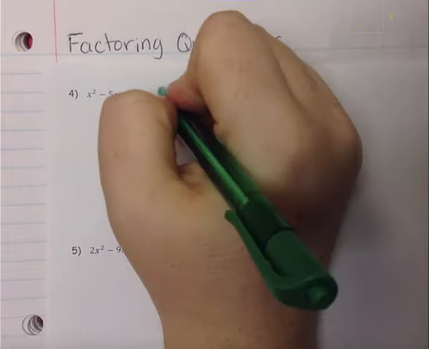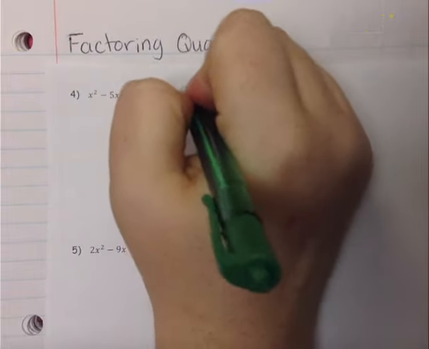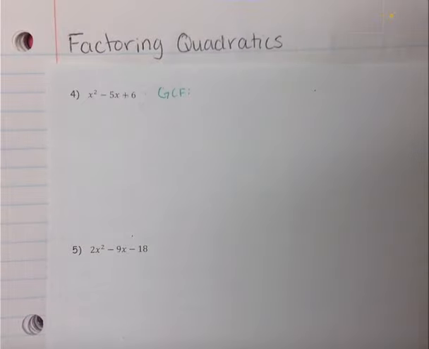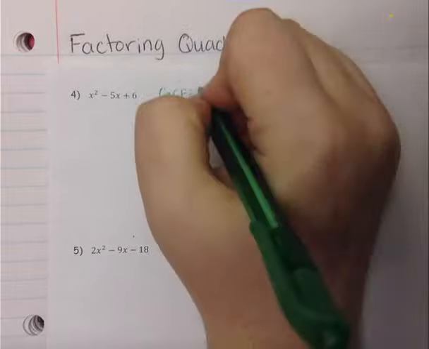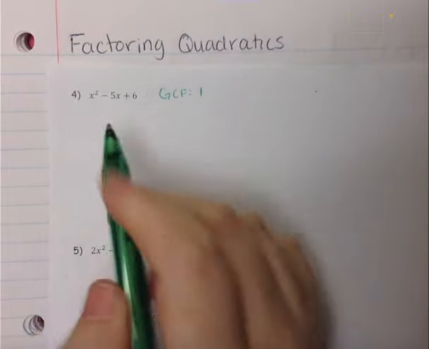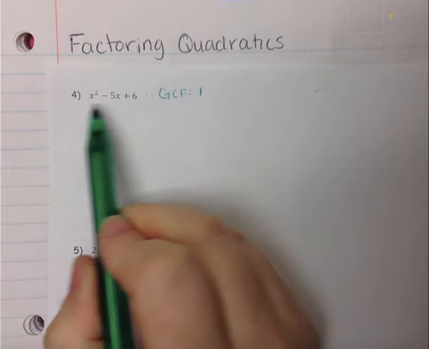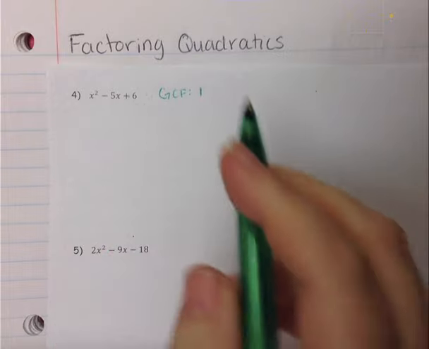First step is always your GCF. The smallest number on here is a 1 because your a is a 1 value. That means our GCF will have to be a 1. And not all of these terms have a letter in it, so our GCF is just 1.